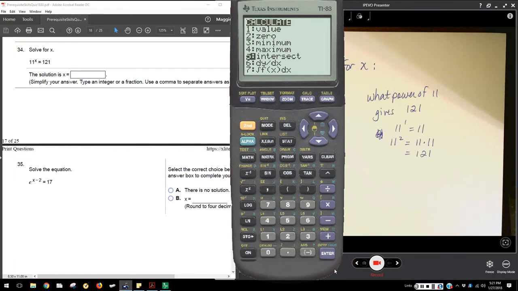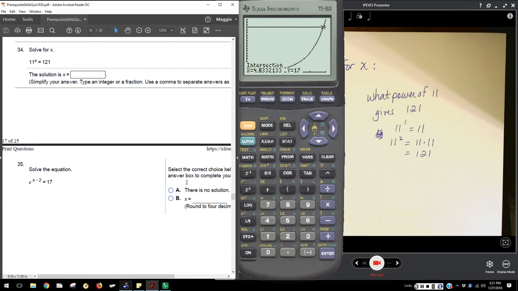I'm going to go down to number 5, intersect. And it says the value of x is 4.833213. It says round to 4 decimal places, so 4.8332 would be the answer there.